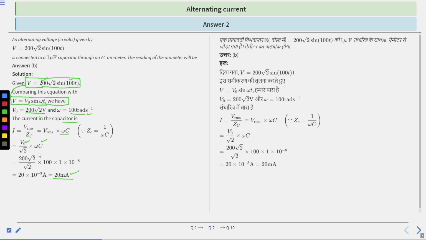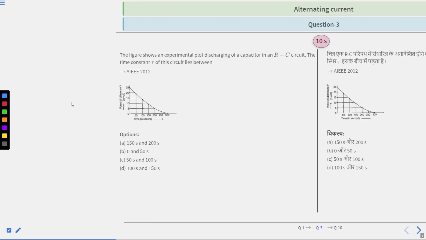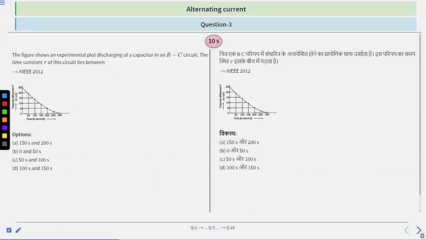Clear? So this is the term which we calculate from this expression by comparing this. Clear? Next question. Question 3.